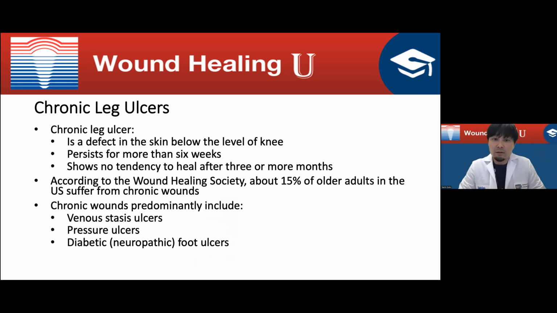So, chronic leg ulcer is a defect in the skin below the level of the knee, and it presents for more than 6 weeks and shows no tendency to heal after 3 or more months. According to the Wound Healing Society, approximately 15% of all adults in the United States suffer from chronic wounds, which is a great number. Then when we talk about chronic wounds, usually they predominantly include venous stasis ulcers, pressure ulcers, and diabetic foot ulcers.